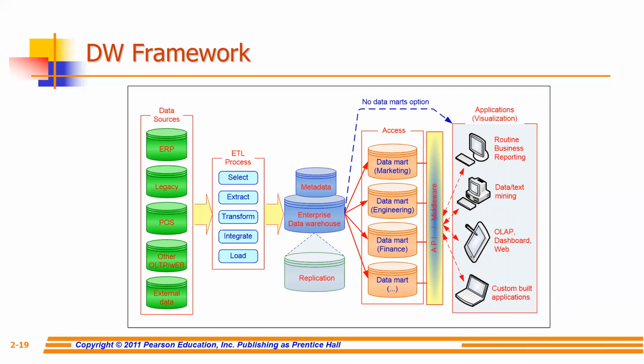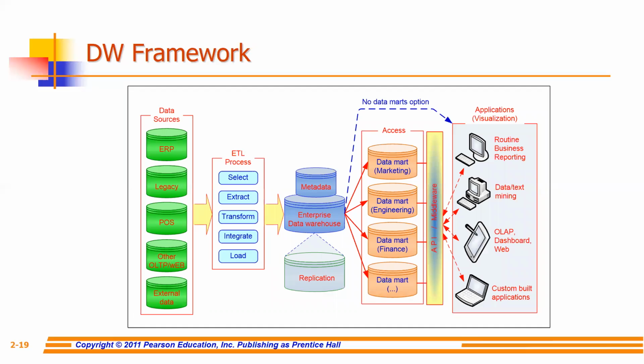This is the data framework of a data warehouse. The ETL process is shown. We have to select the data, then we have to extract the data, transform the data into a unified file system, and then integrate and load. And these are the different sources. Data is obtained from the different sources.